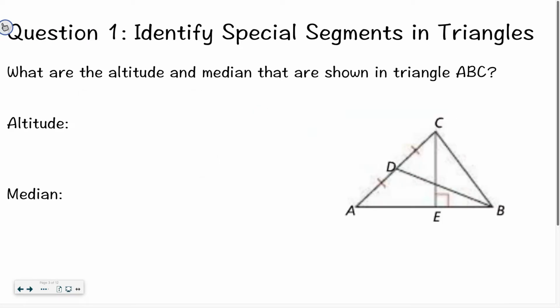All right, so I want you to look at this triangle and determine what is the altitude for the triangle and what is the median for the triangle. Good luck. Hopefully you said the altitude was segment CE because you saw that right angle. And the median is DB because you saw that it bisected side AC.